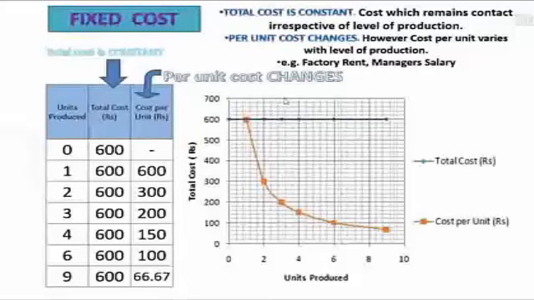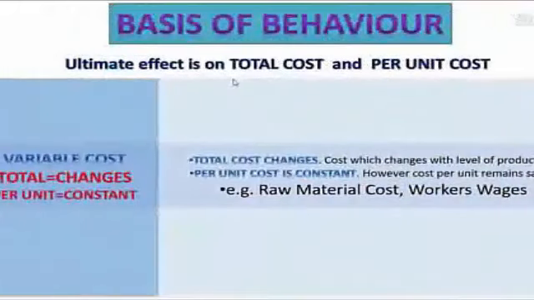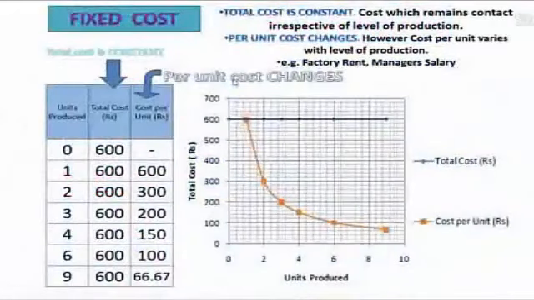Whereas if you look at the red line, that line indicates that higher the production, lower the cost per unit. For 1 unit, it was 600. The graph has gone down. It has gone to 300. Then it has gone to 200. Like this, it keeps on reducing as the level of production increases.